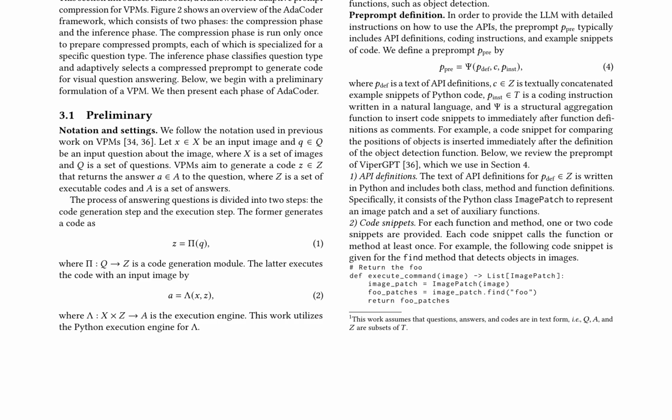The adaptive prompt compression approach is expected to improve the efficiency and effectiveness of programmatic visual question answering. The notation and settings used in this work follow previous studies on visual question answering, where the input image X and input question Q are used to generate a code Z that returns the answer A. Equations 1 to 4 define the code generation step, execution step, code generation module Pi, and preprompt PPRE, respectively. Figure 2 provides an overview of the AdaCoder framework, consisting of the compression phase and the inference phase.